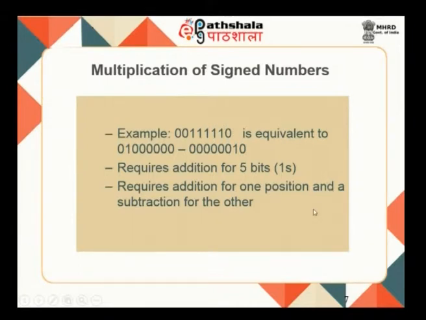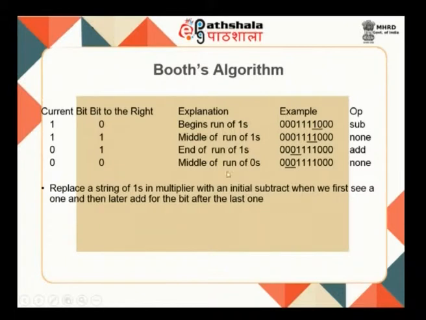Now, this works well only when you have a sequence of ones coming together like this or a sequence of zeros coming together, because you are only replacing the sequence of ones with a single addition and a single subtraction. If you have alternate ones and zeros coming in, then each of them will have to be replaced by an addition and a subtraction. So, it obviously becomes a bad Booth's multiplier. So, Booth's algorithm basically works like this.